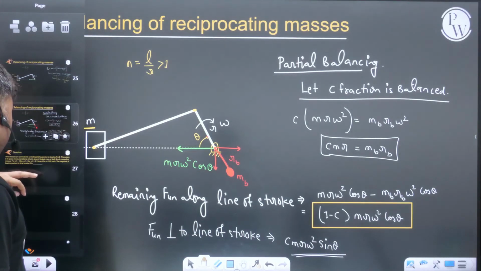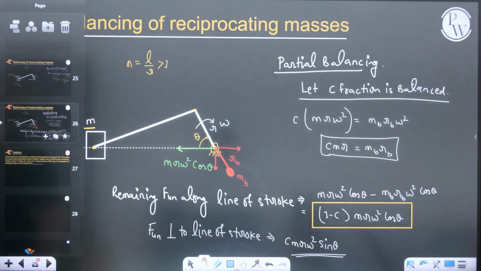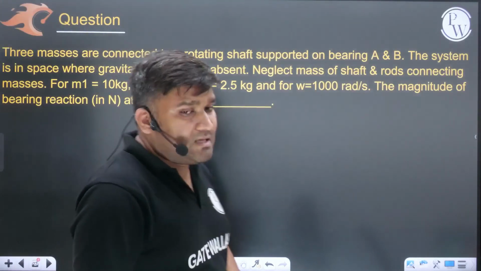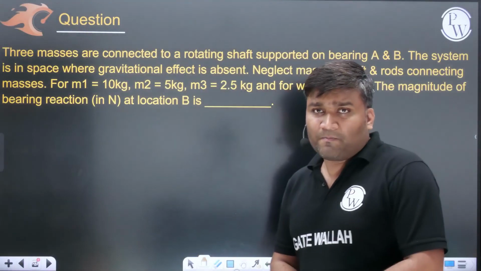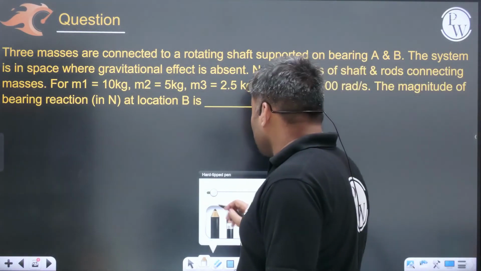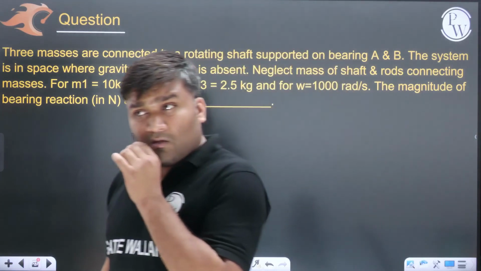Okay, let's go. While going, we will see one last question so that you can get a feeling of what kind of questions can be framed in GATE examinations from the balancing chapter.